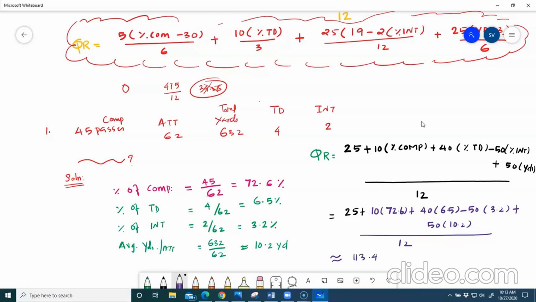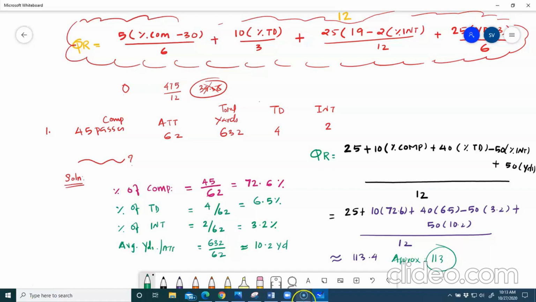When you calculate this, it will come to approximately 113.4. So it is approximately 113, because this is less than 5. So we will approximate it, or you can write approx 113. That's what we need as the proof, and that's the first question.